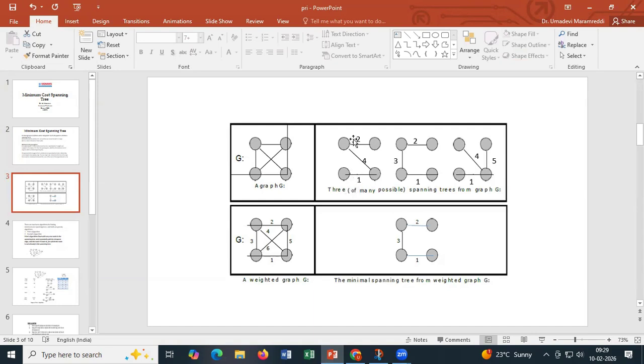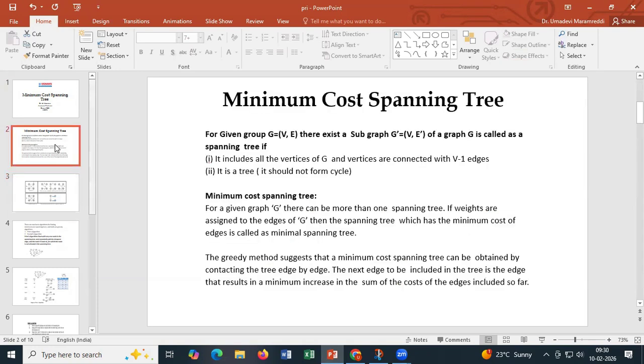Here the spanning tree cost is nothing but the cost of edges. Here the cost of edges is 7, which is 6, so this is 10. So here the cost of the spanning tree is minimum. So you see here the spanning tree with the minimum cost is called minimum spanning tree.